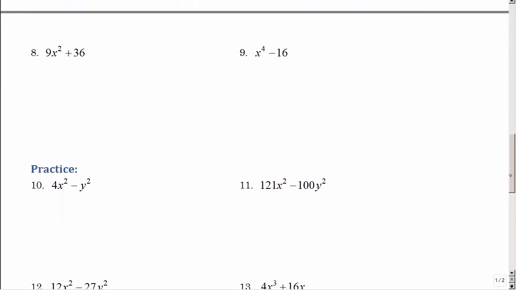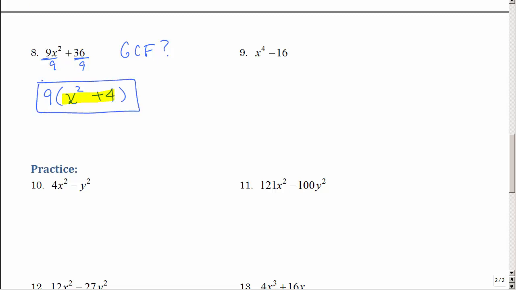Let's look at number 8. You're saying, but it's a plus sign, can't do anything. And I'm going to say, be careful. Does it have a GCF? Yes, it does. They're both divisible by 9. So we can divide both of them by 9. Then we say, can we keep going? No, because that's prime. We can't go any farther. So that is the answer. That is not prime because we did factor it. We did have a greatest common factor.